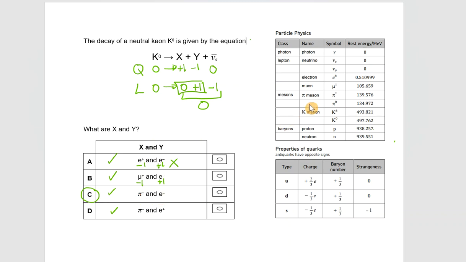Pi plus, that's a pi meson. That has a lepton number of 0 because it's a meson, not a lepton. And an electron has a lepton number of +1. So that meets the criteria of 0 lepton number and +1 for those two unknown products. So the answer is C.